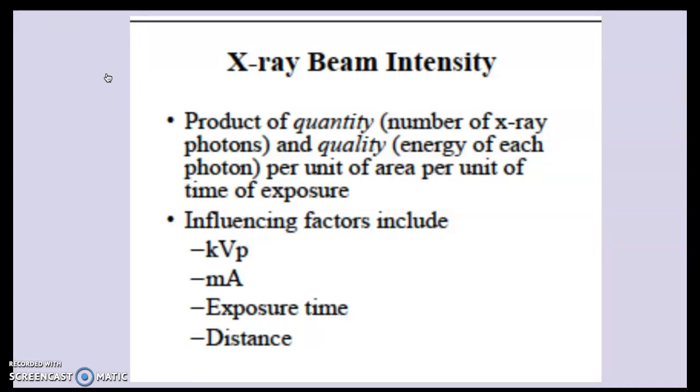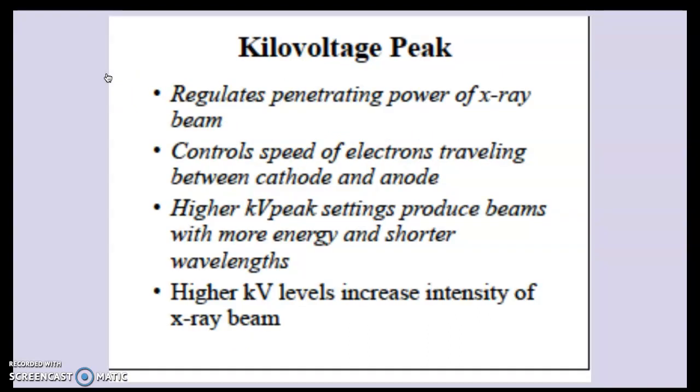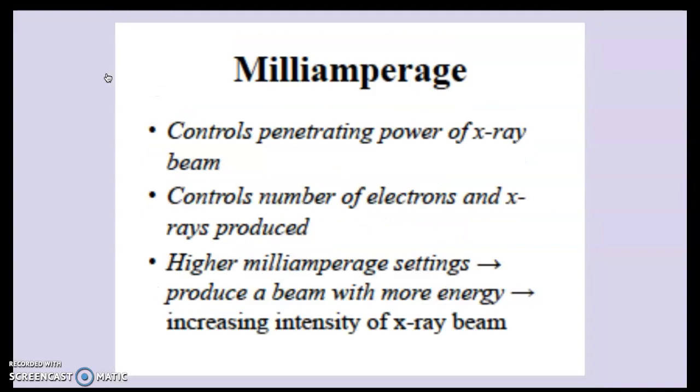X-ray intensity is the product of quantity and quality during the time of exposure. The influencing factors are kVp, mA, exposure time, and distance. We know what this is. kVp regulates penetrating power. It controls the speed of the electrons traveling. The higher kVp has more energy and shorter wavelengths. The higher the kV, the more intense the X-ray beam.